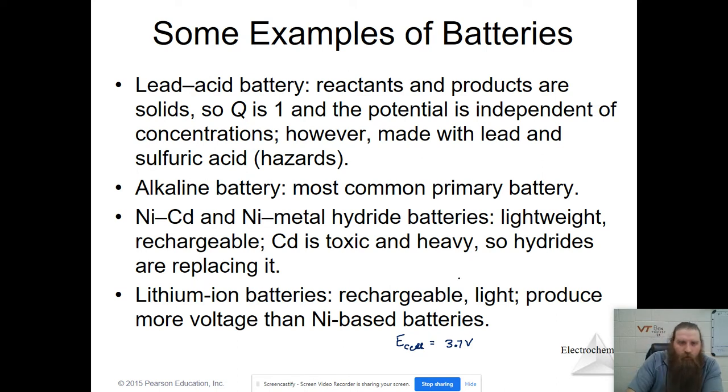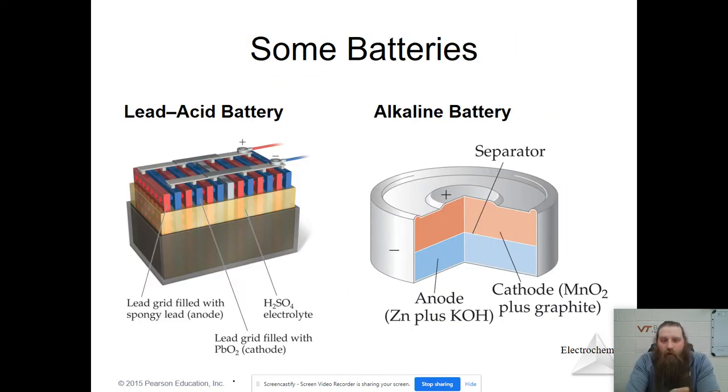I do have for an alkaline battery, typically E of the cell is going to be about 1.55 volts. And then for our lead acid battery, this is 12 volts. And the lead acid batteries that we use in our cars, they look like this thing here on the left. They have a lead grid filled with what we call spongy lead.